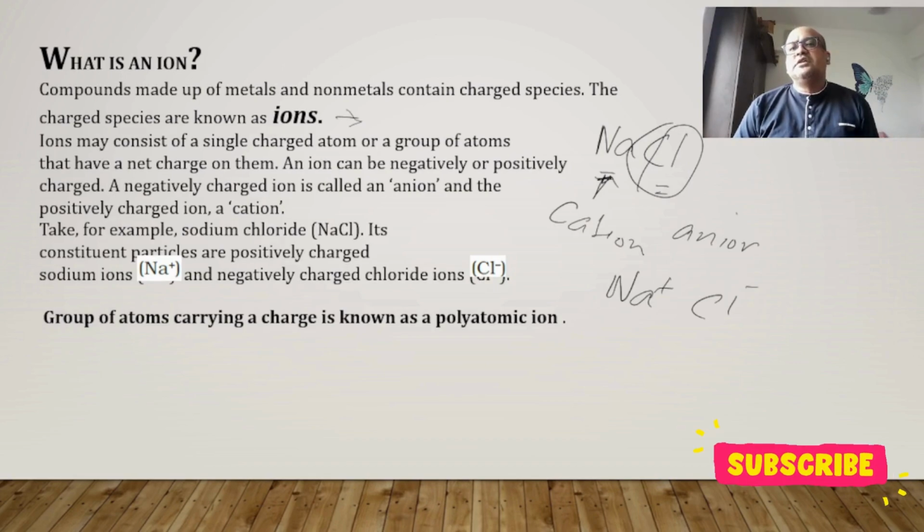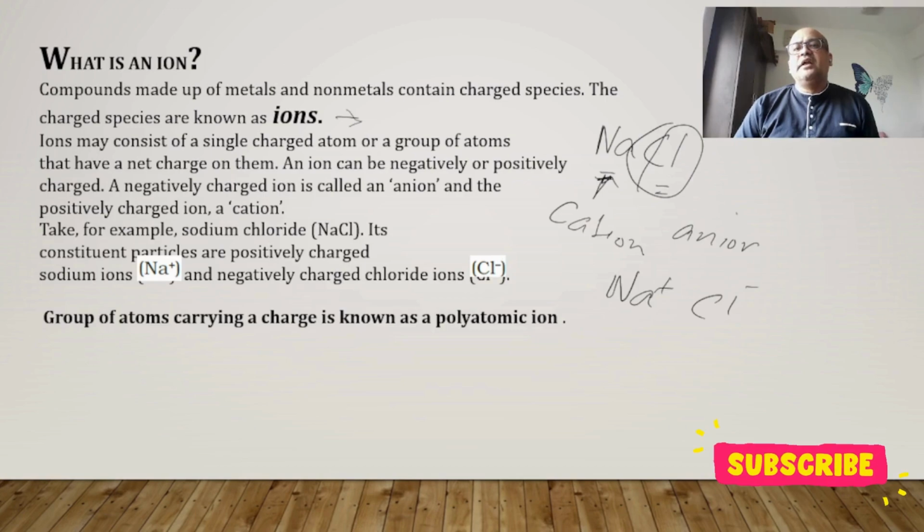You'll see that sodium is a metal, right? And chloride is a non-metal. They are together to make a compound. Ions may consist of a single charged atom or a group of atoms that have a net charge on them.